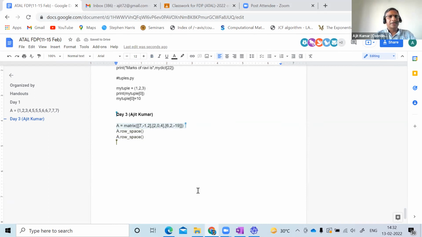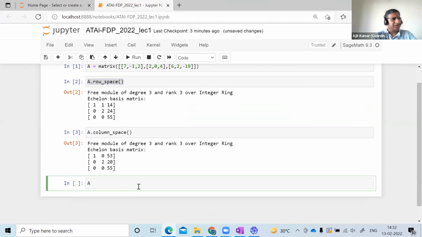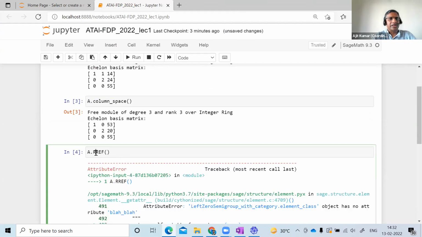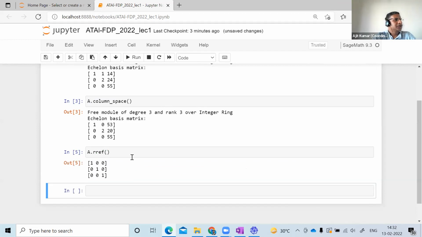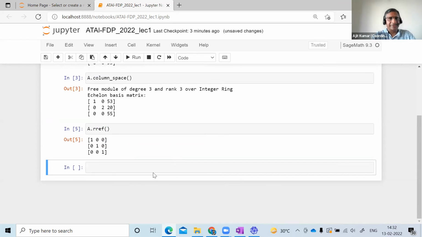Anything about A you can find out. You can find the determinant, which we saw. You can find A dot rref, a small rref, the reduced row echelon form. All these things can be done, including eigenvalues and eigenvectors. We have seen those already, so I'll not go into them.